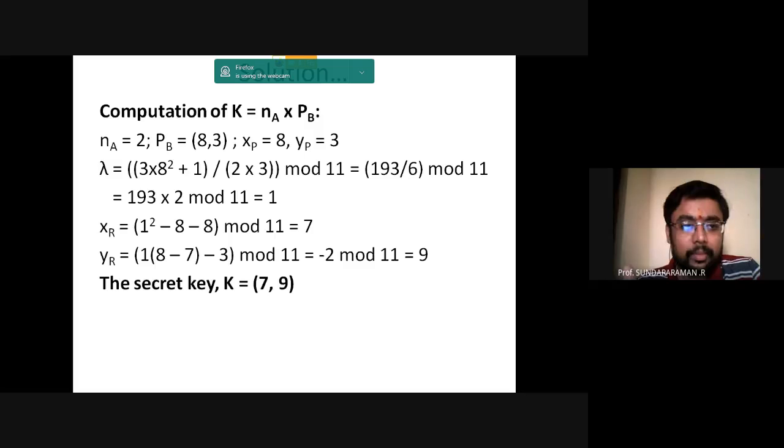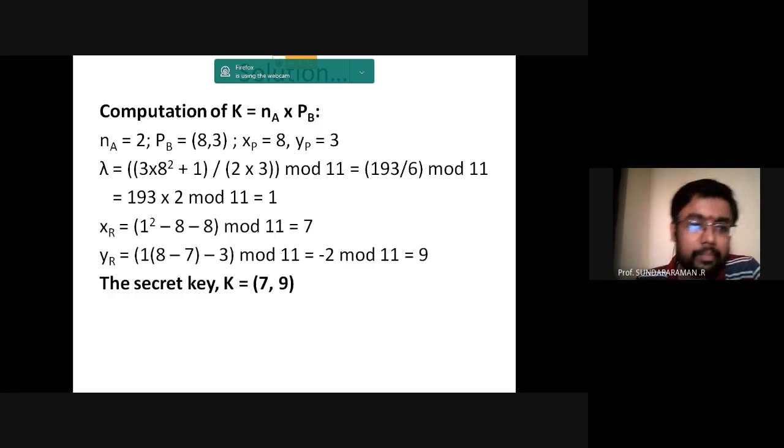computational value. Now you compute XR. XR equal to lambda square minus XP minus XQ. That is 1 square minus 8 minus 8, because when you keep P equal to Q, XP is equal to XQ, YP is equal to YQ. So 1 minus 16 is minus 15 mod 11, that is equal to 7. Because minus 4 mod 11 will come. So minus 4 mod 11 is equal to 11 minus 4, that is equal to 7.